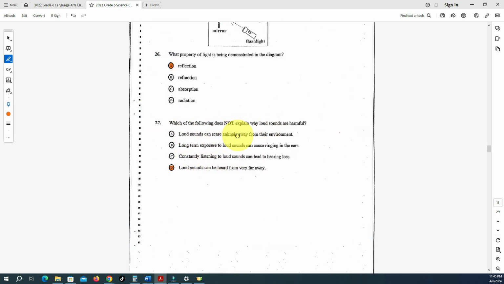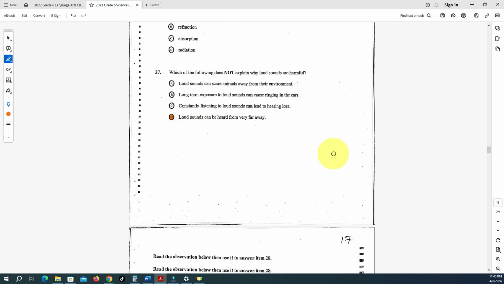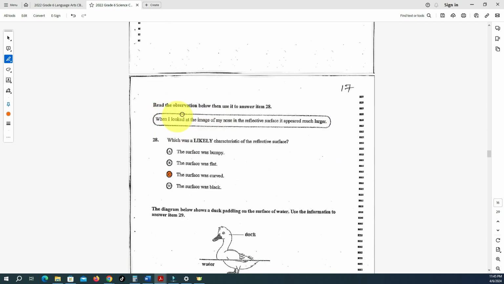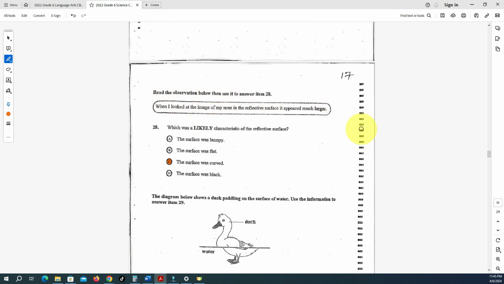So which of the following does not explain why loud sounds are harmful? Let's see which one does not. Loud sounds cannot scare animals. I chose, let's just jump to the point, loud sounds can be heard from very far away. That doesn't tell you if it's harmful or not. But the others, constantly listening to loud music, definitely, long term exposure to loud sounds, loud sounds can scare animals, those are definitely explaining how harmful it is. But this one is not, so I chose D. What would you choose?